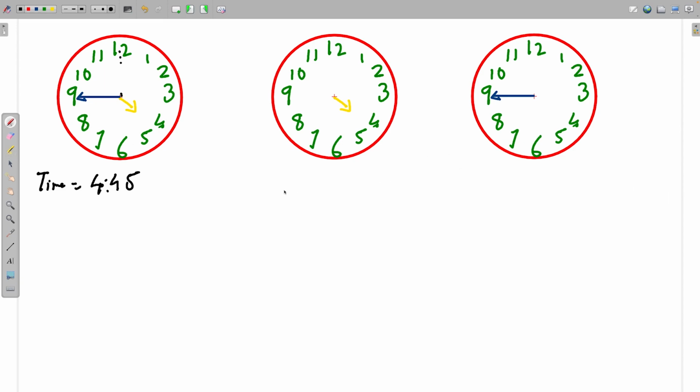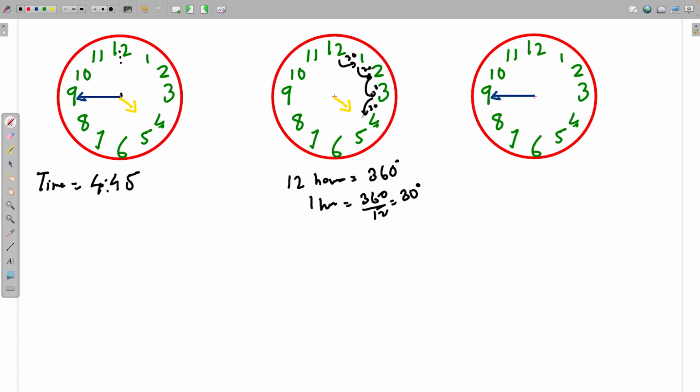We know that for the hour hand, 12 hours equals 360 degrees. So for 1 hour, it would have covered 360 divided by 12, which is 30 degrees. So from here to here, it would have taken 30 degrees. From here again 30 degrees, from here again 30 degrees, and from here again 30 degrees.